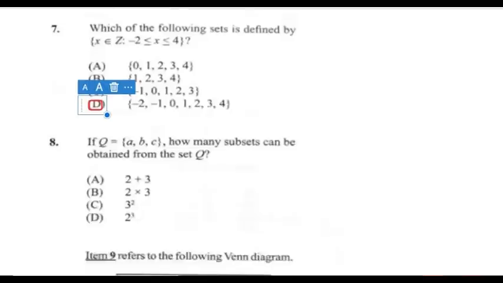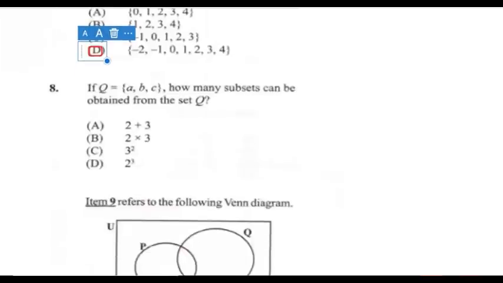And the answer that perfectly defines this relationship or this inequality is D, where the first number is -2, which is equal to -2 but at the same time less than 4, and then -1, which is greater than -2 but less than 4. 0, 1, 2, 3, which are greater than -2 but less than 4, and 4, which is greater than -2 and equal to 4. So D perfectly defines that inequality.